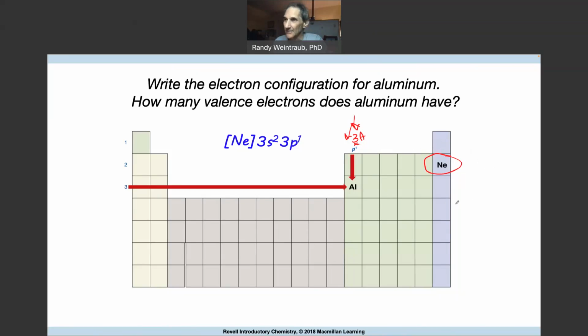Jumping ahead a little bit, if we were to write what's called the Lewis dot structure for aluminum, you would write the aluminum symbol and then draw its valence electrons around it. That's called the Lewis dot diagram. Now, this is its neutral form. To become stable, aluminum, being a metal, will lose its valence electrons and become an ion. What kind of ion? It would be a cation, 3+.